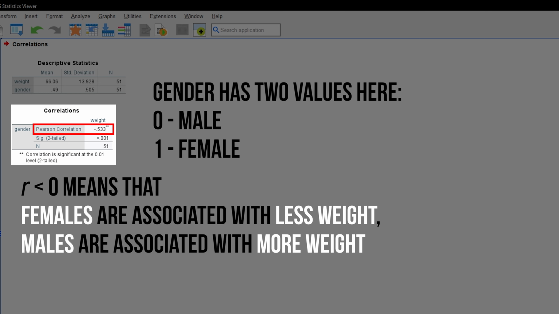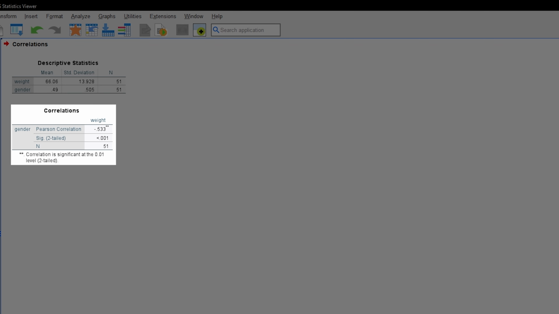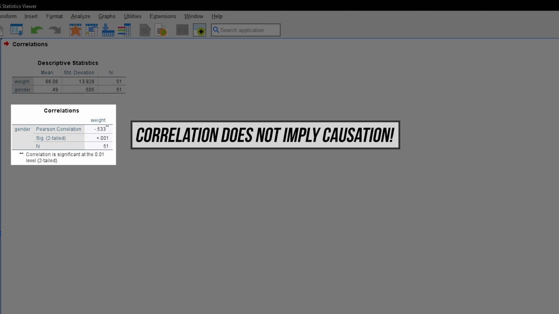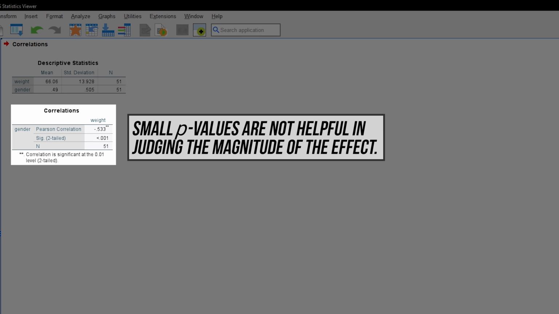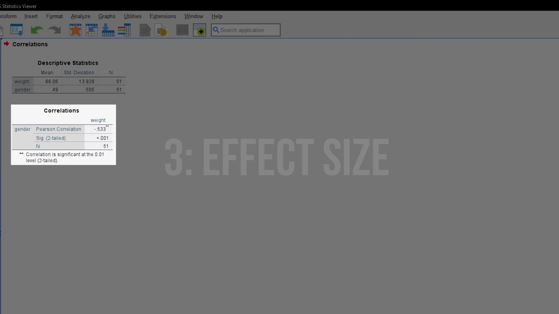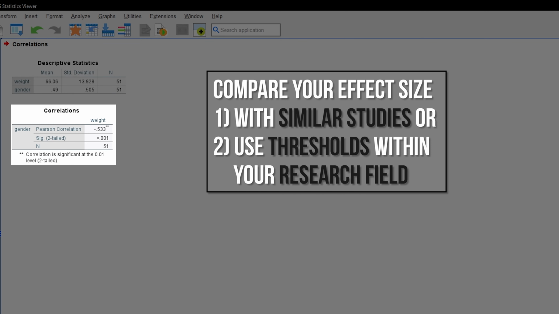This is reasonable because usually females are less tall and therefore also weigh less. As with all correlation analysis, keep in mind though that correlation does not imply causation. Furthermore, a small p-value does not tell you about the magnitude of the correlation, aka effect. The magnitude of the correlation is the correlation coefficient itself. Compare it with existing studies or use research field-specific thresholds to classify your correlation.